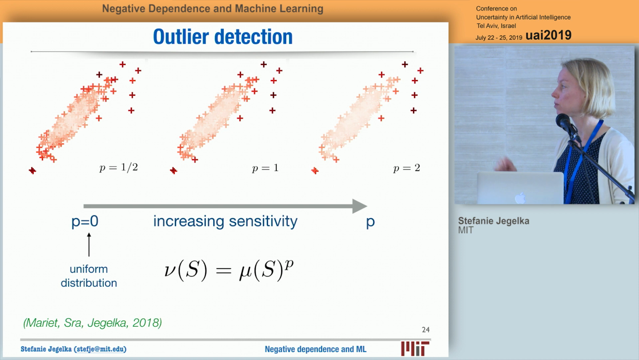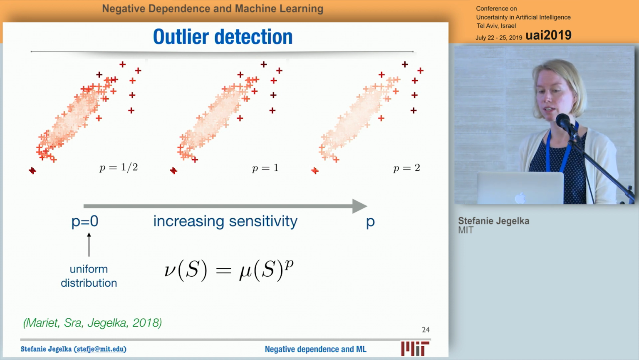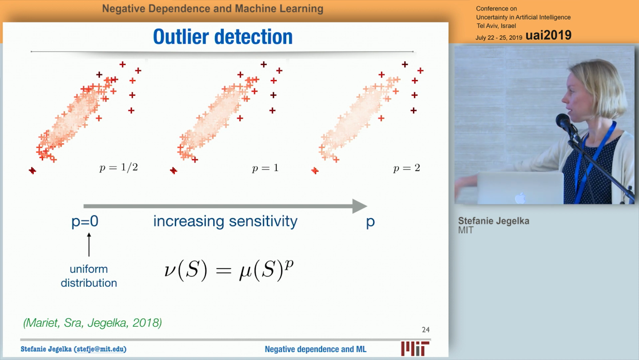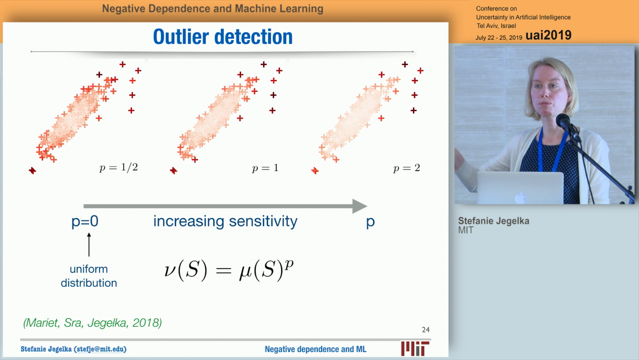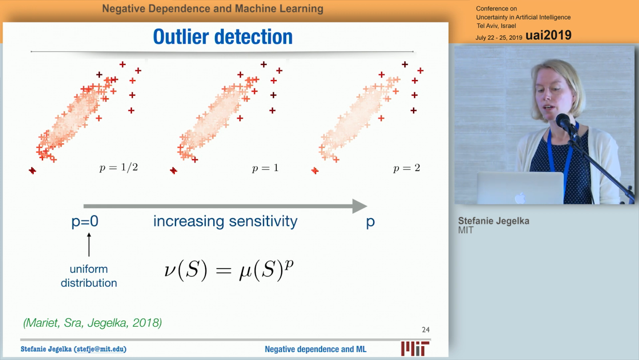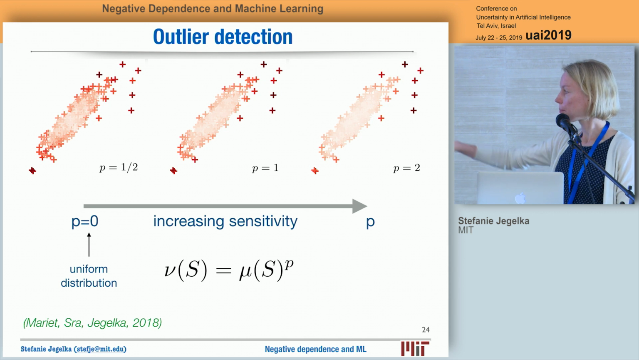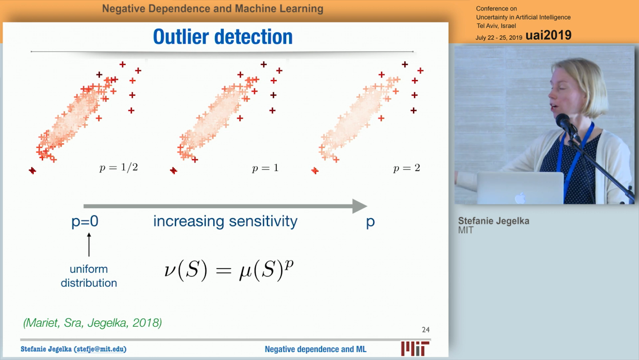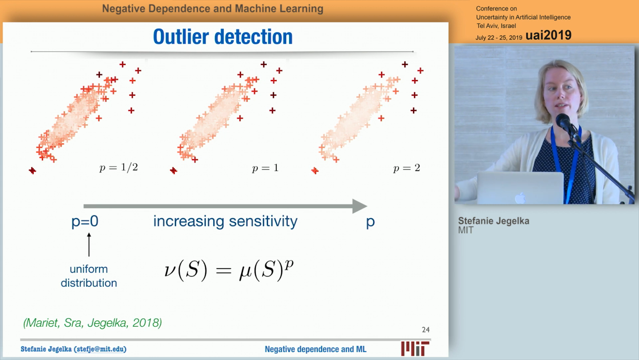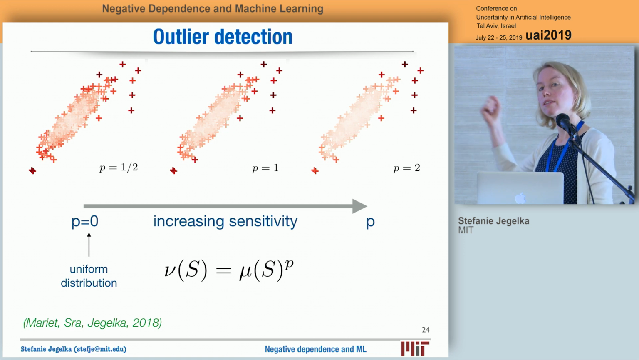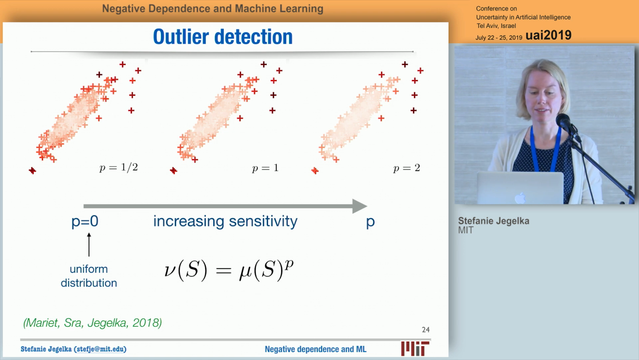One way to do this is to use essentially a temperature parameter, where we take a strong Rayleigh distribution and we raise it to some power p. If p is 0, you get a uniform distribution. If p is 1, you get the original distribution out. If p is smaller than 1, you get something in between that has lower negative dependence. If p is bigger than 1, you get something that has higher negative dependence.